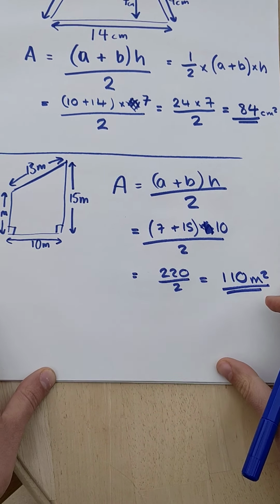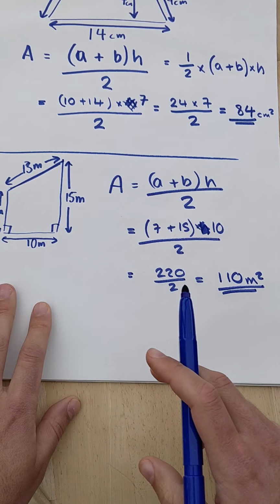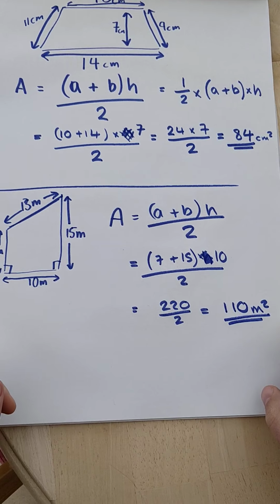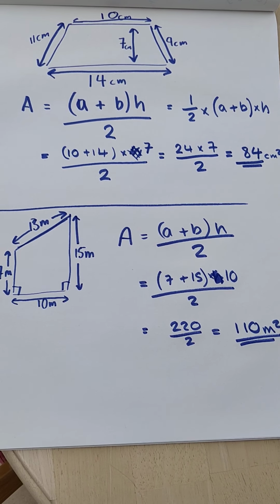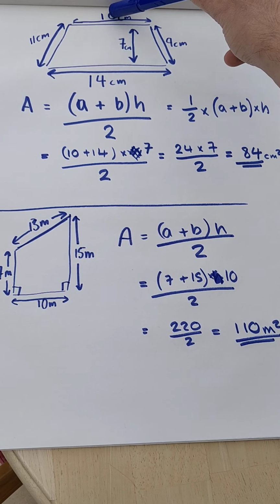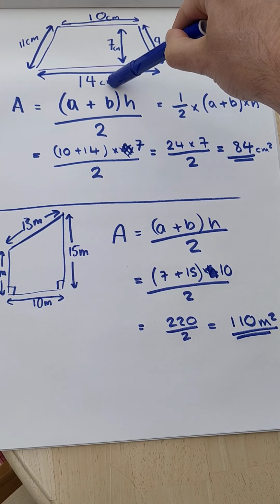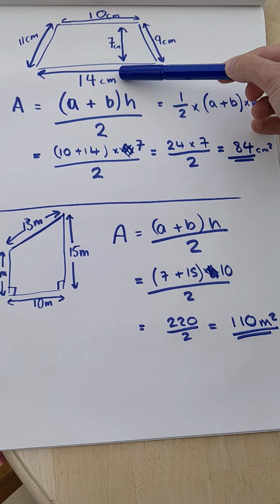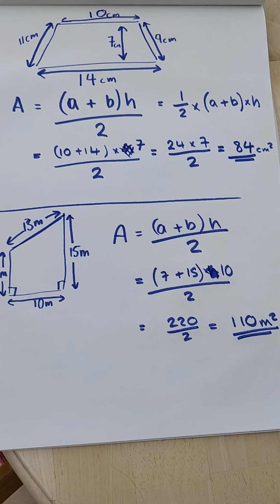Always be careful to look at the units here. We're working in meters, so it'll be meters squared. And that is how you would work out the area of the trapezium. So A plus B, that's your top and your bottom added together, times your height in between the top and the bottom, and divide it all by 2. Hopefully that helps and makes a bit more sense about what you're having a go at.